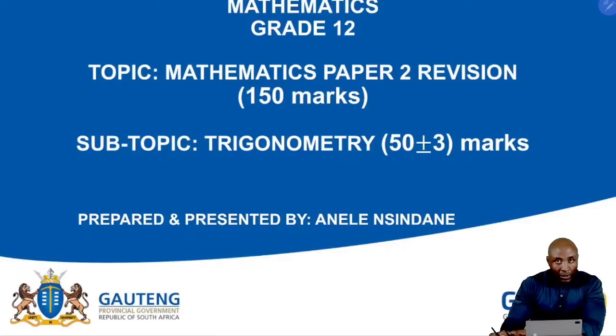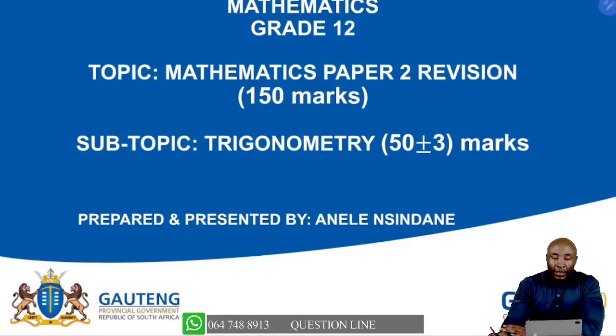Now, for revision today, we will go through all the topics that are examined in paper 2, but we will put more focus on trigonometry, as trigonometry has the biggest chunk of marks in paper 2, and we need to collect those marks. But we will discuss statistics, analytical geometry, as well as Euclidean geometry.